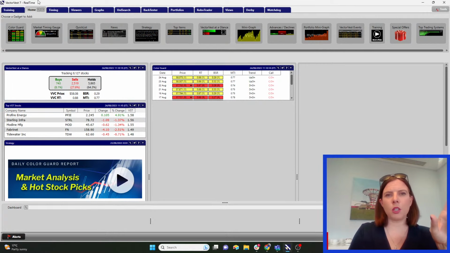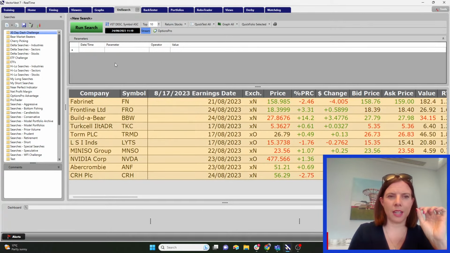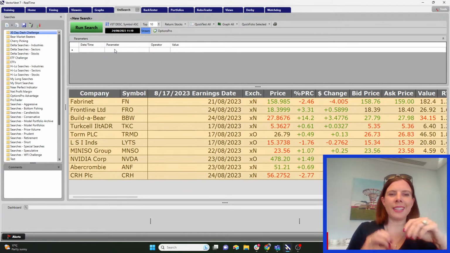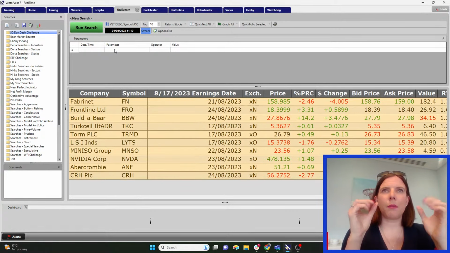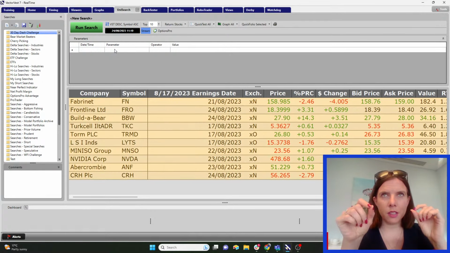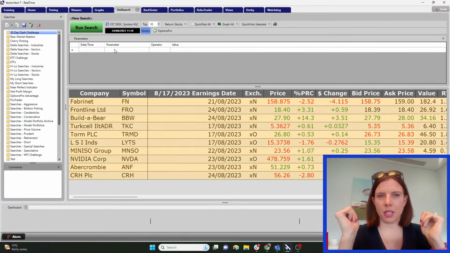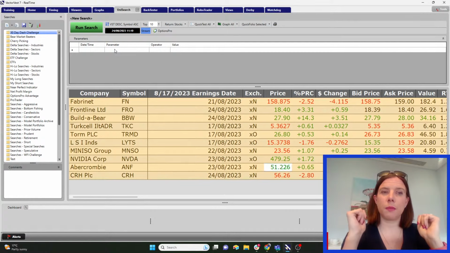But where I want to bring you is over here to the search. Let me show you the search over here that I built. Let's say that today I am, like you are today, interested in finding stocks of companies that are going to be announcing their earnings in the next, I'm going to say, 5 days. How could I find them?